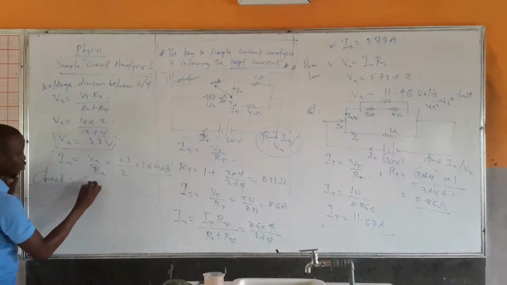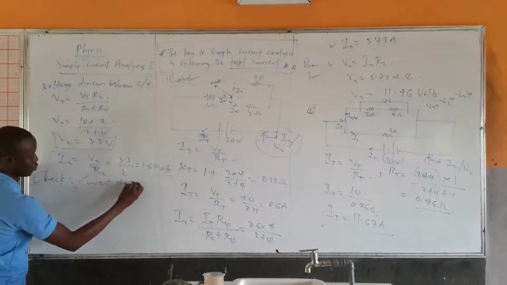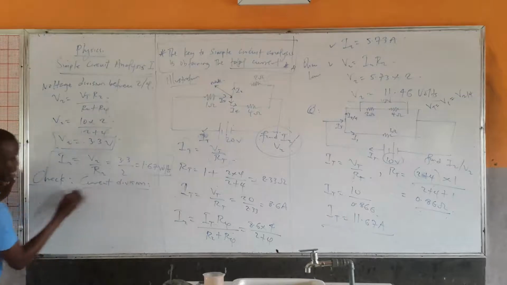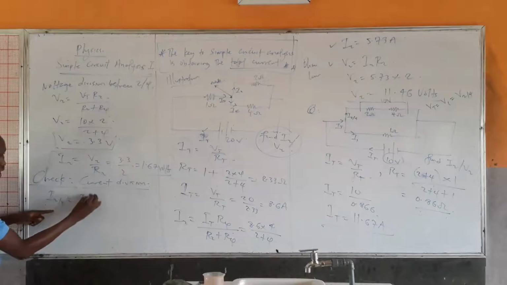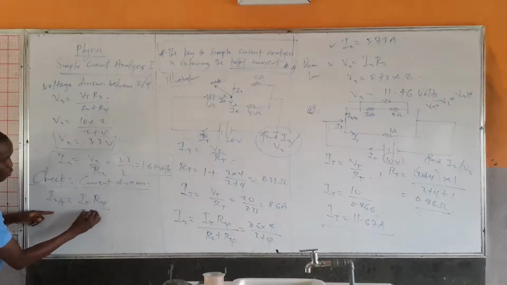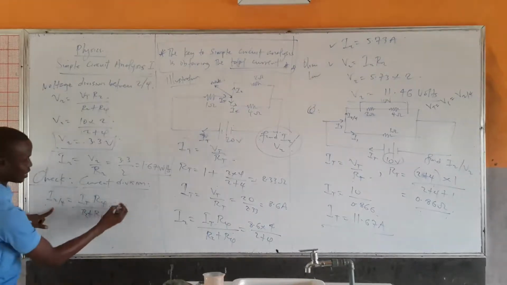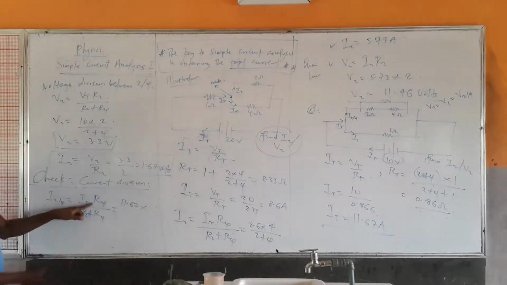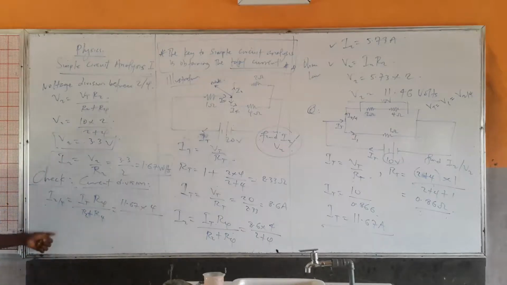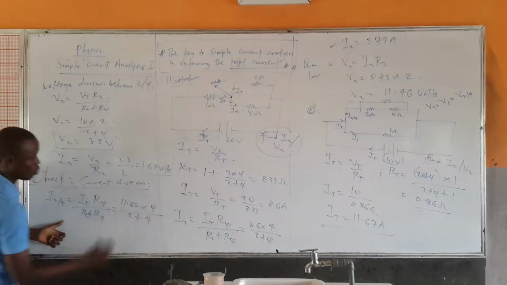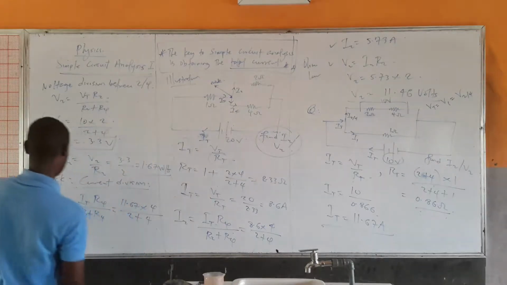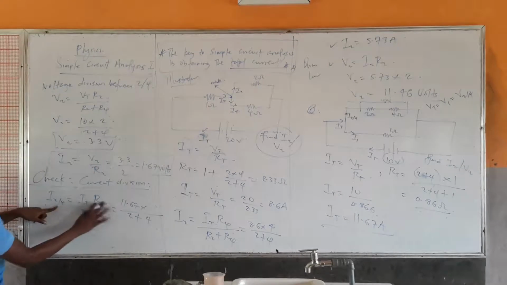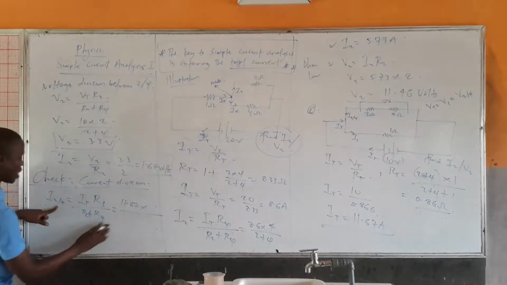Do a check with current division so that your I2 in series with 4 will be what? I total times R1 over R2 plus R4 plus R1. What's the I total? I total is there, 11.67 times what? R1, which is 1, divided by R2 and R4 in series, plus R1.